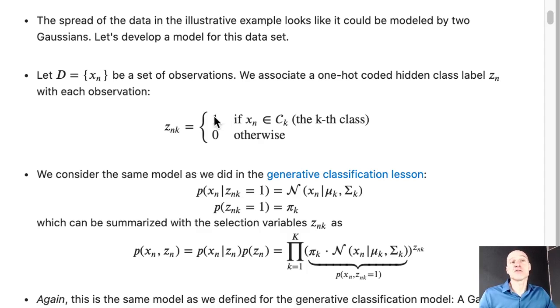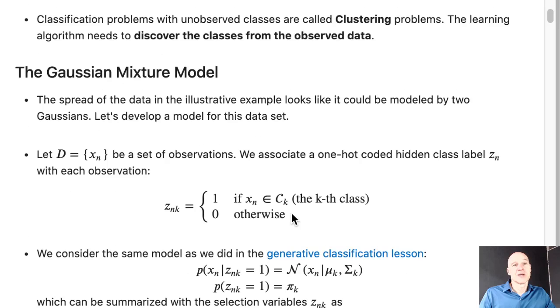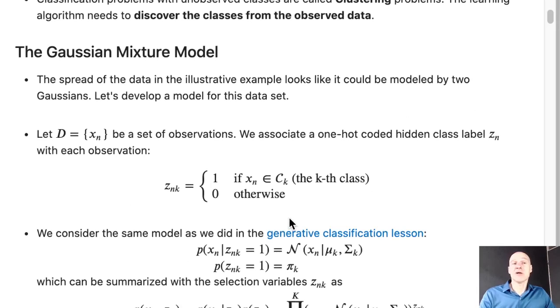So z of n of k equals 1 if the observation belongs to the kth class and 0 otherwise, one-hot coding. And given that my observation is from the kth class, the data is distributed in a Gaussian way with mean mu k and variance sigma k. So in this graph, that means there's a mean here and a sigma about this wide, and there is a mean for the second class here and a sigma about this wide. So that model is a good model.